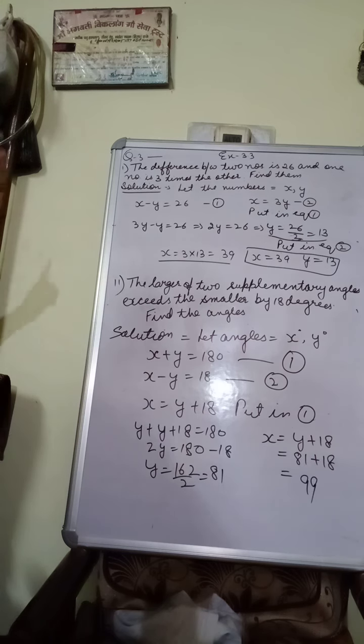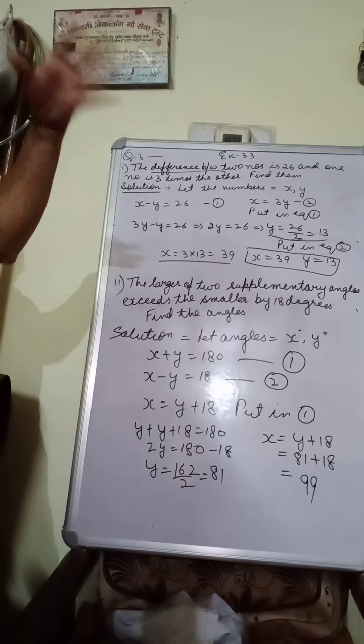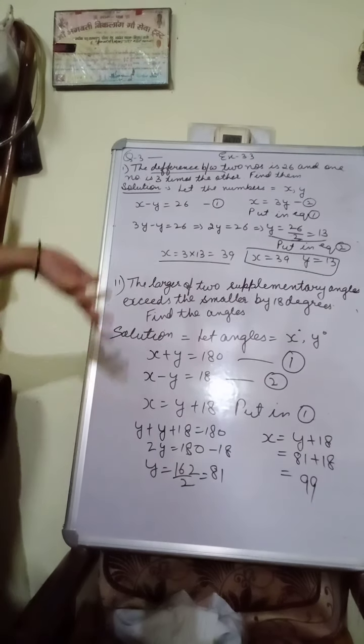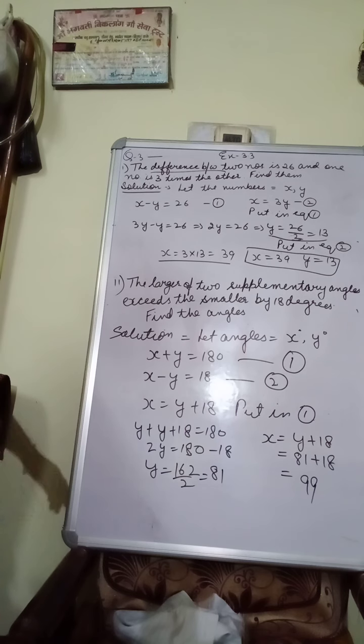Here two conditions are given. First we have to let the two numbers be x and y, and what is the first condition? The difference between them is 26. So definitely one number is greater than the other one. So x minus y is 26. We have let the two numbers be x and y, and their difference is 26. That is the first equation.